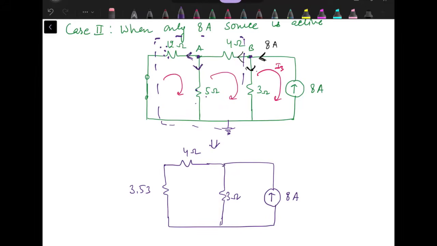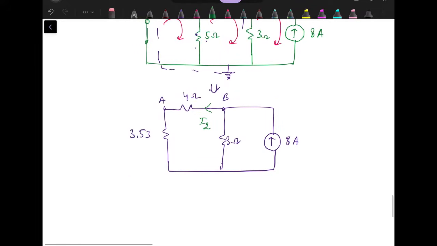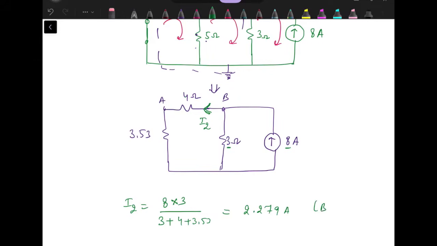Now it becomes quite easy to apply current division rule. We can find out the value of I2. I2 will be equal to source current, that is 8 ampere, into opposite branch resistance 3 divided by 3 plus the resistance of branch through which we are finding out the current. So it will be 4 plus 3.53, and this answer is 2.279 amperes. And here the current is flowing from B to A.